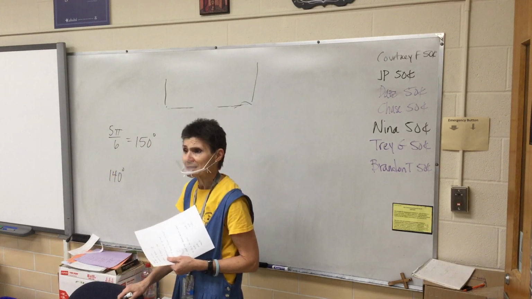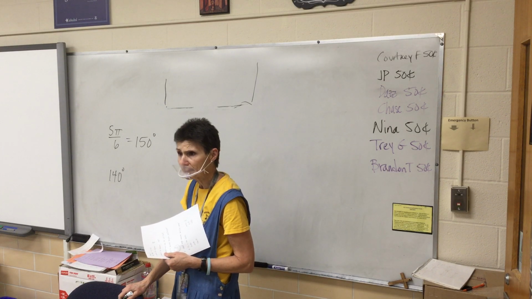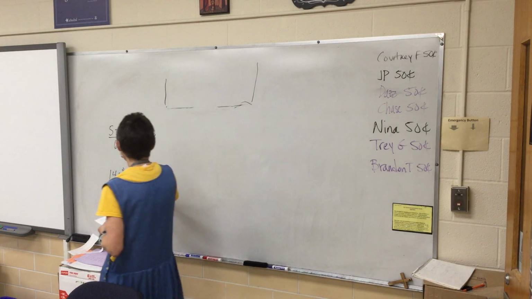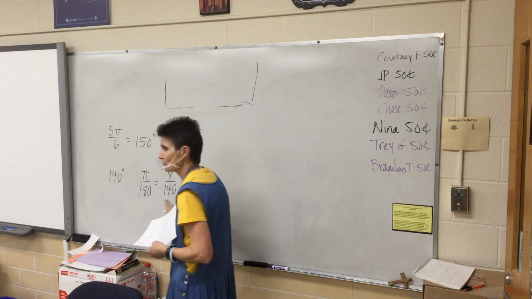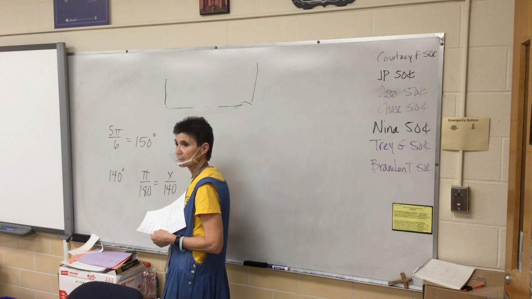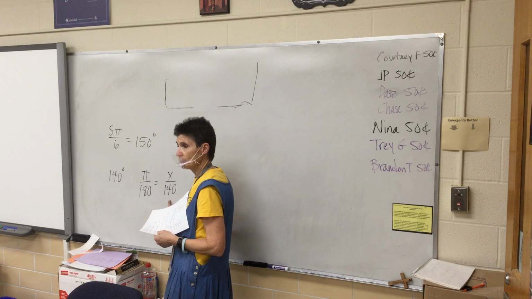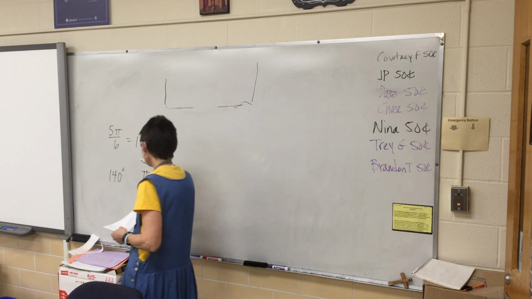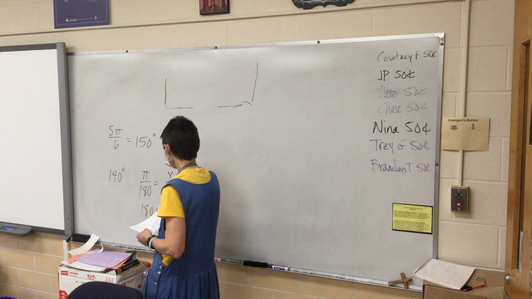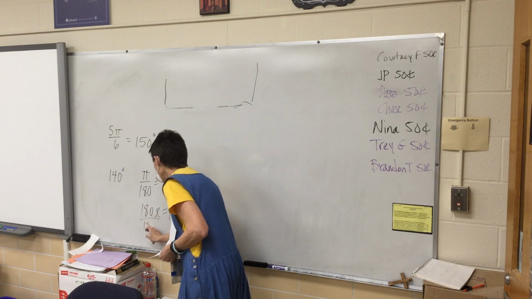This is where we want to set up our proportion. And what does our proportion look like? Pi over 180 equals x over 140. You want to have your degrees on the bottom. So pi over 180, x over 140. These are the degrees, right? So we'll cross multiply and divide by 180.